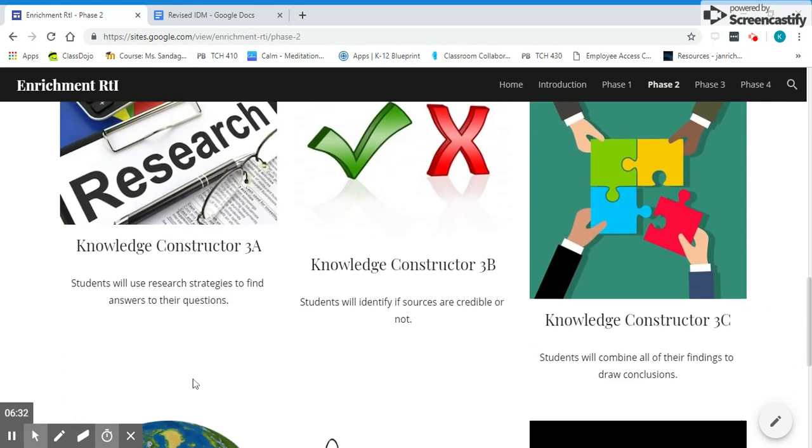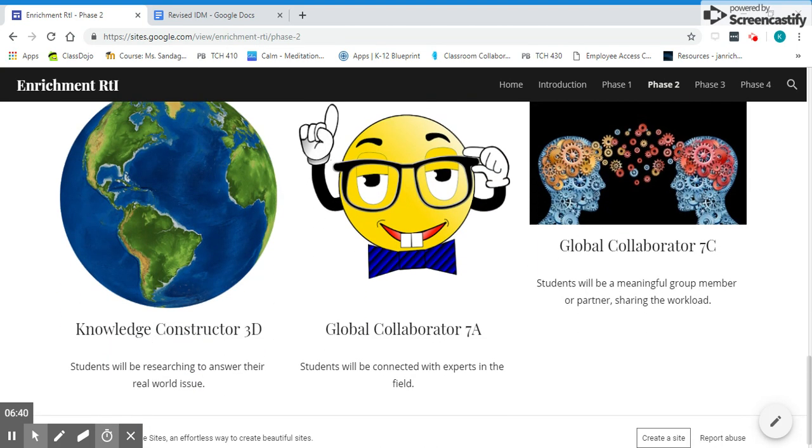In terms of those ISTE standards, students will be using their research strategies. Students will be determining if sources are credible or not credible. Students will be synthesizing their learning. Students will be researching that real-world issue. They'll be connecting with experts in the field and will be required to be a meaningful group member so that they can really share that workload.